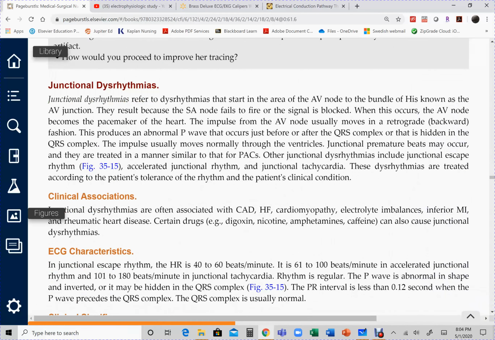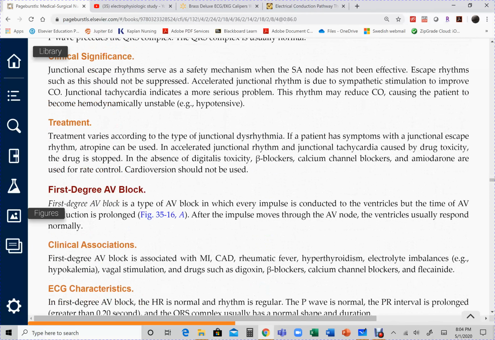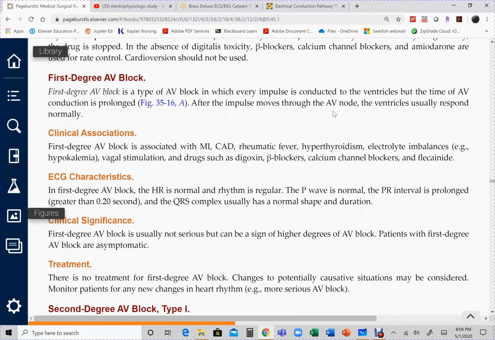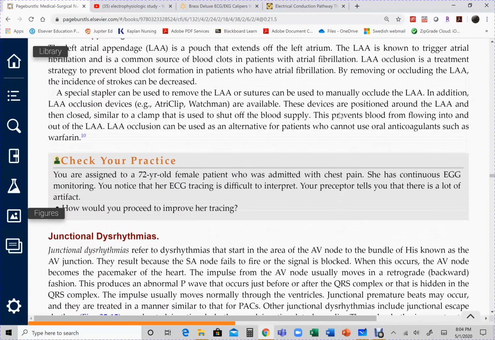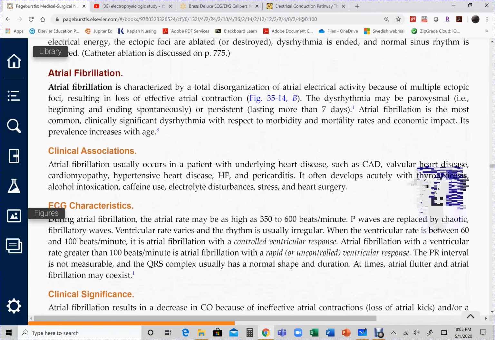We are not testing junctional dysrhythmias. They are not very common. Let's go now to heart blocks. There are 3 degrees of heart blocks. We have first, second, where second degree has 2 subtypes, and then we have third degree heart block, which is the most serious. I'll go back here so you'll see the difference.